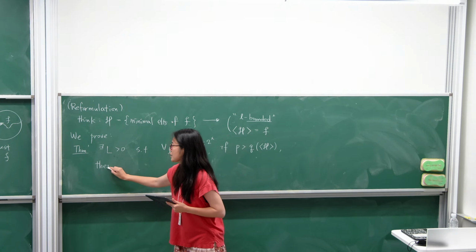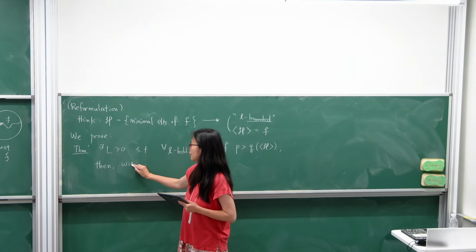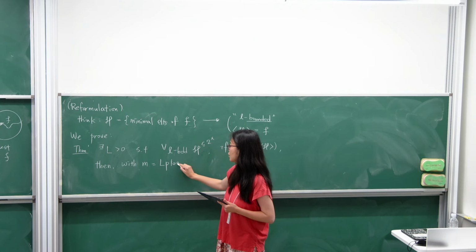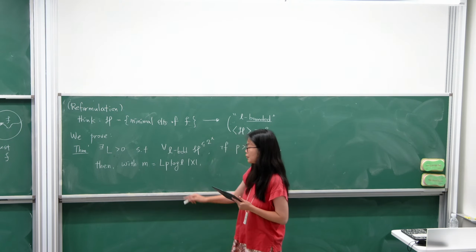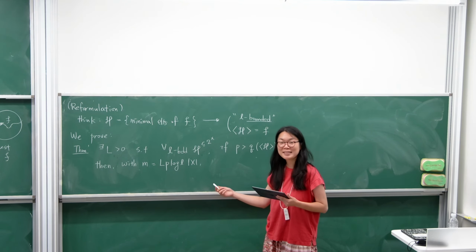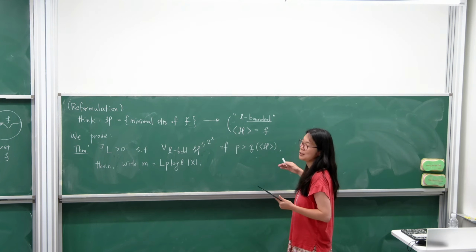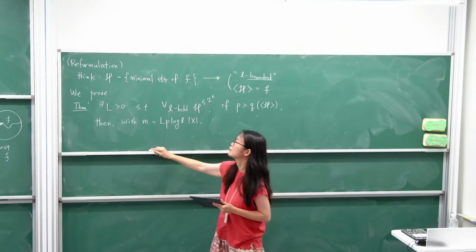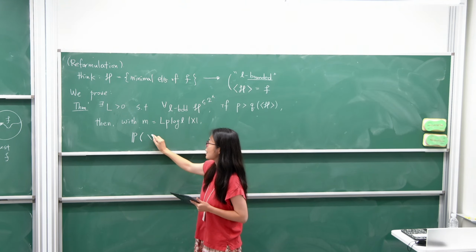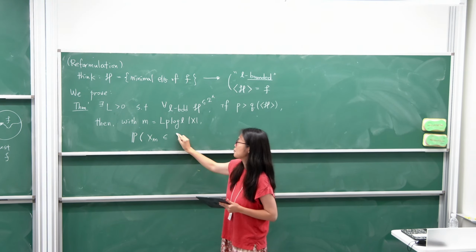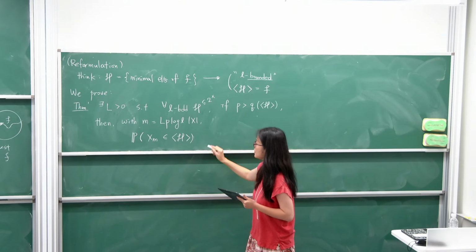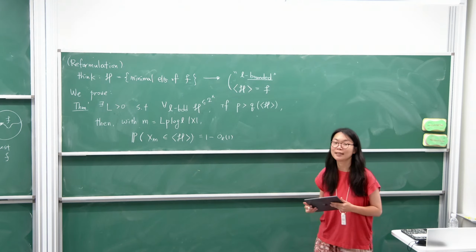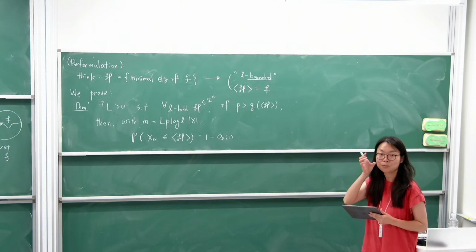If we satisfy that assumption, then with m, which is defined to be L times p times log L times the size of X, so this is regarded as an integer. Not exactly, but we just assume that all of the large numbers are integers, just following some standard. Then with this number, the probability that X_m satisfies the given increasing property H is 1 minus something that tends to 0 as L tends to infinity. This is the reformulation that we are going to prove.